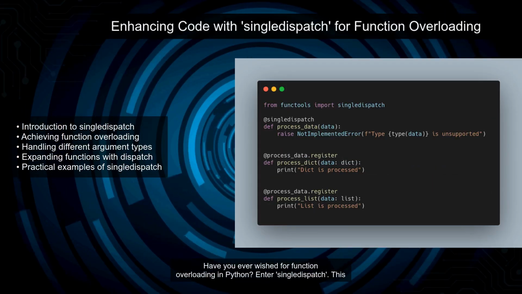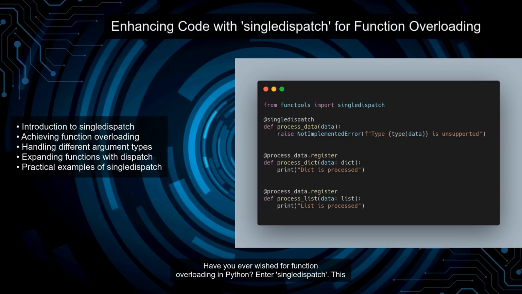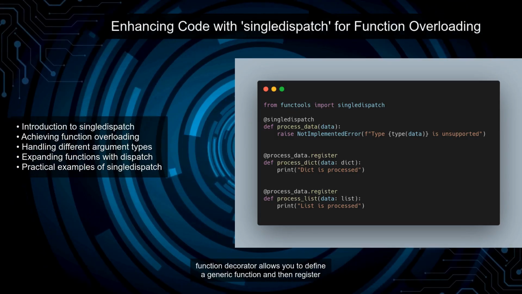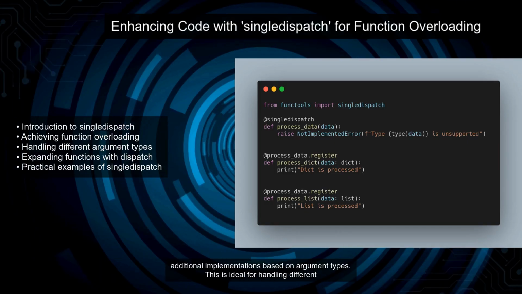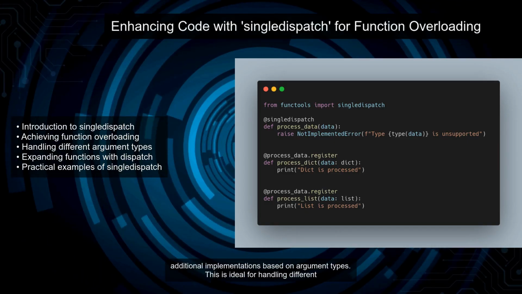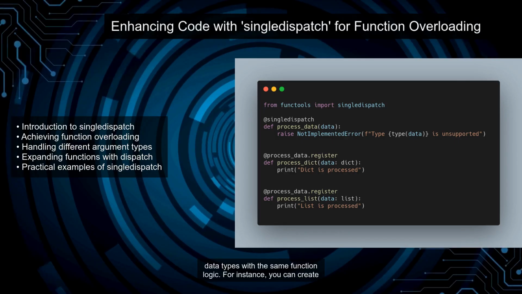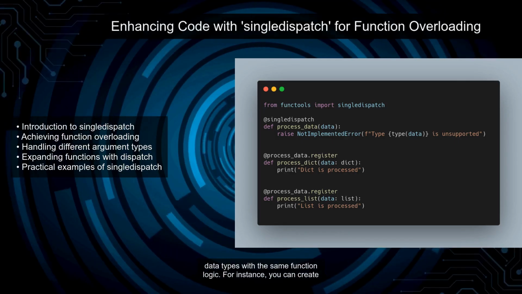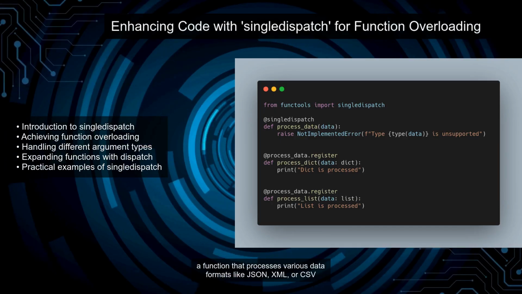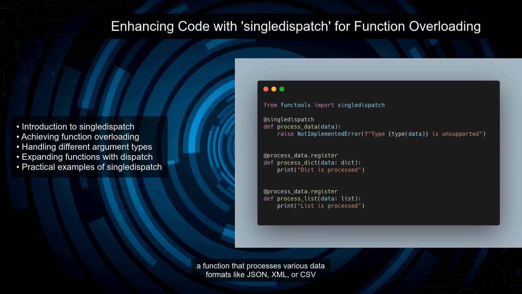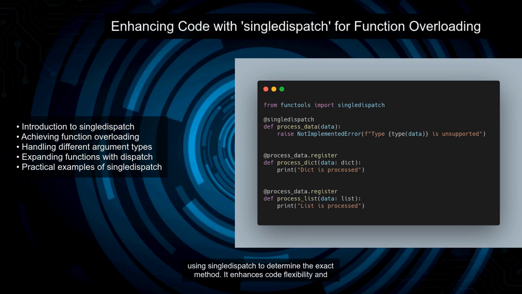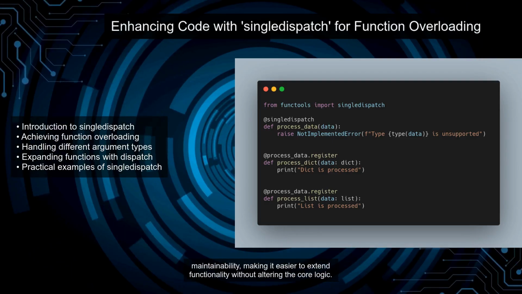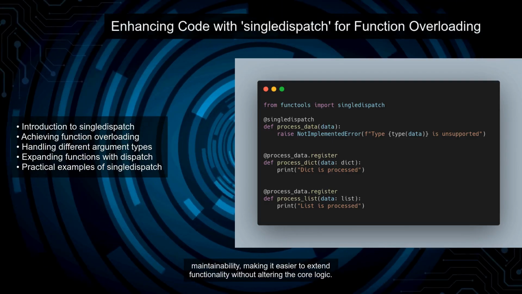Have you ever wished for function overloading in Python? Enter singledispatch. This function decorator allows you to define a generic function and then register additional implementations based on argument types. This is ideal for handling different data types with the same function logic. For instance, you can create a function that processes various data formats like JSON, XML, or CSV, using singledispatch to determine the exact method. It enhances code flexibility and maintainability, making it easier to extend functionality without altering the core logic.